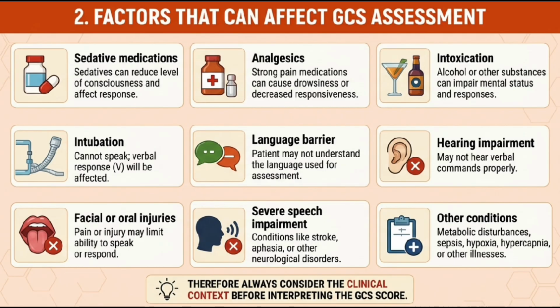Factors that can affect the GCS assessment. As nurses, we also need to consider factors that may interfere with an accurate GCS assessment. These may include sedative medications, analgesics, intoxication, intubation, language barriers, hearing impairment, facial or oral injuries, severe speech impairment, and other conditions that may prevent the patient from responding normally. Therefore, always consider the clinical context before interpreting the GCS score.